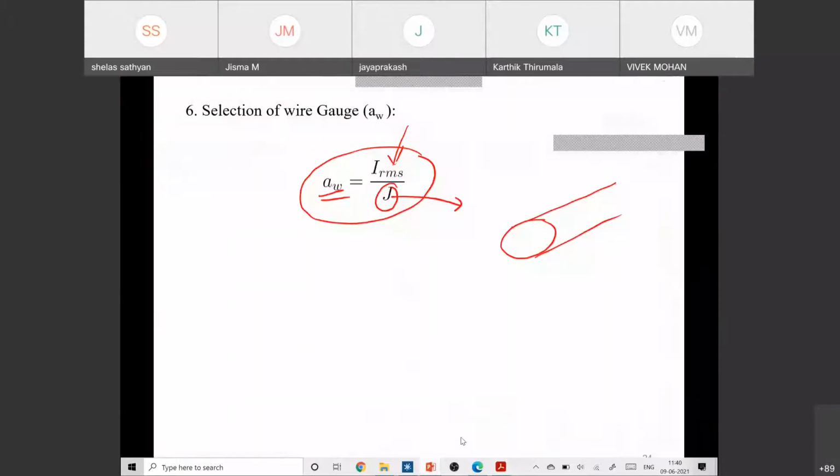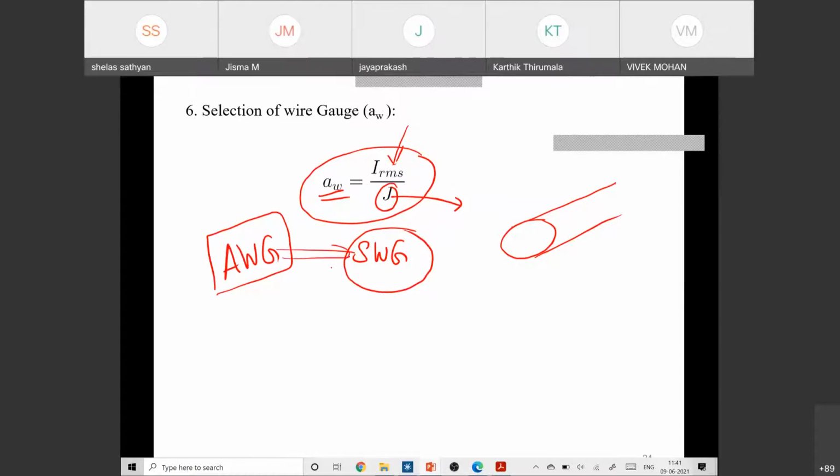There will be two kinds of wire table. One is AWG, American wire gauge, and another is SWG, that is standard wire gauge. In our Commonwealth countries, since we are following the British system, SWG is common. But when it comes to products or North America, it will be AWG. Even if you get a wire table in AWG, you can easily convert it to SWG. There is a conversion factor, which I don't remember exactly, but you could convert.